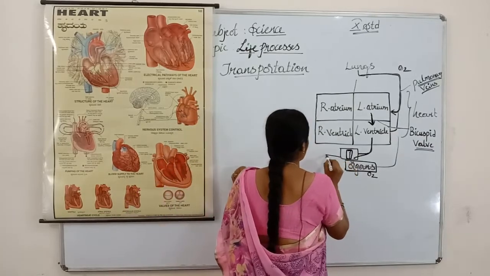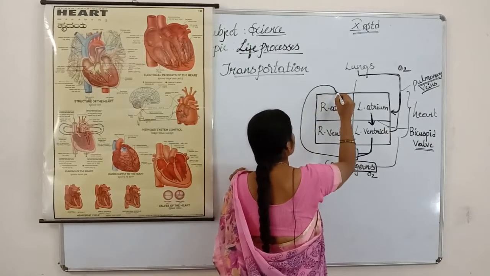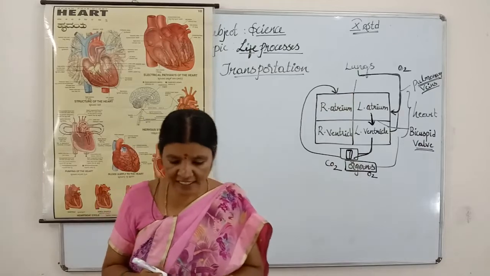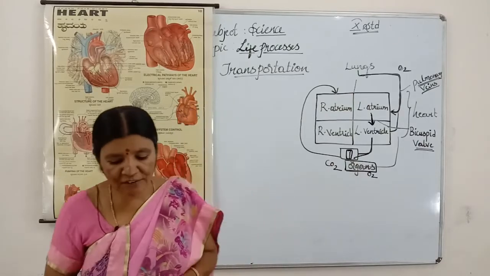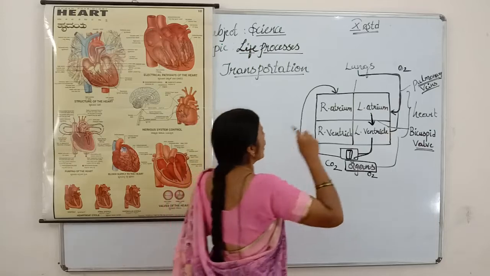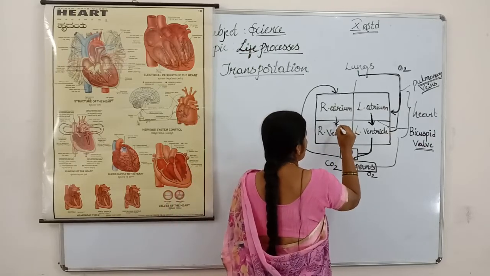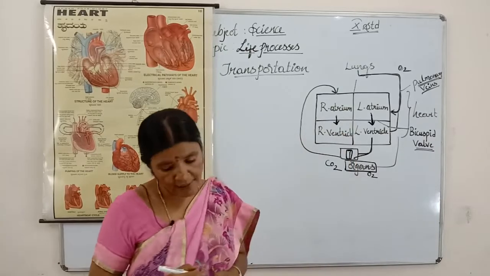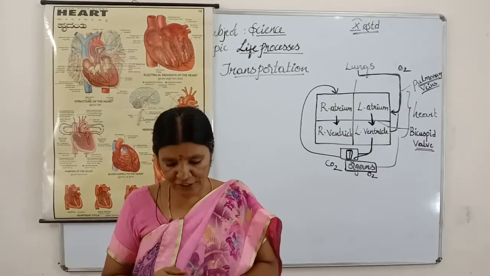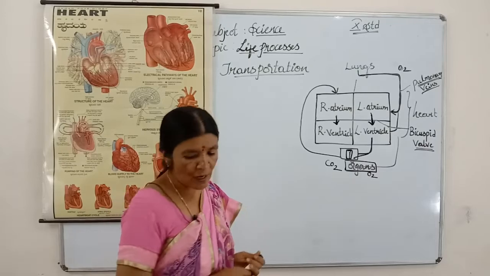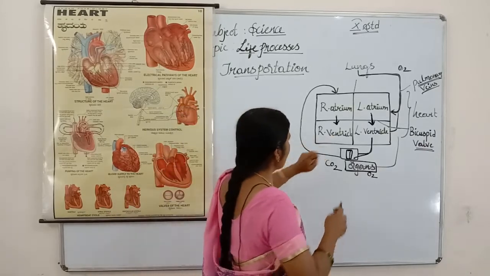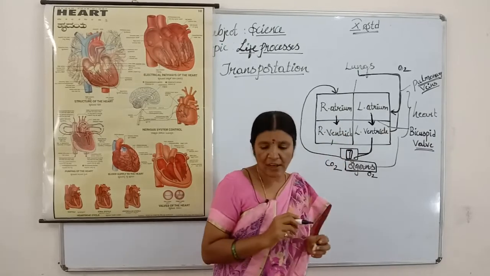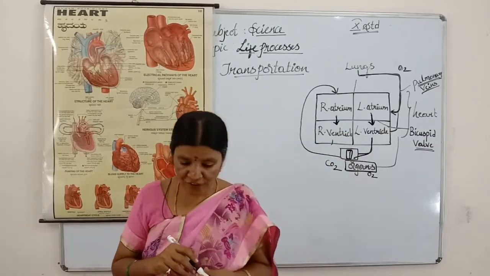Right, so the blood, now carrying carbon dioxide from the organs, reaches the right atrium, and from the right atrium to the right ventricle. And now the blood goes from the right ventricle again to the lungs, for purification.